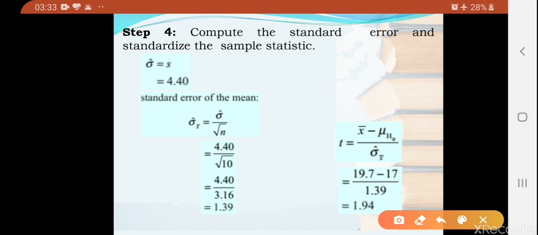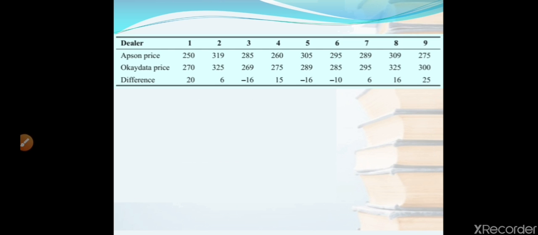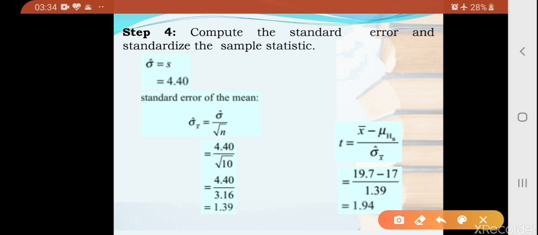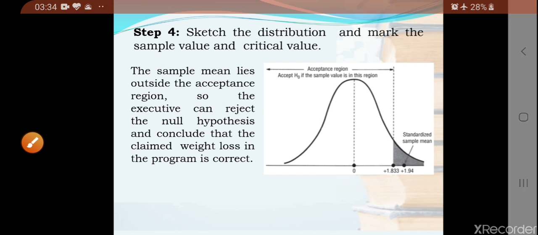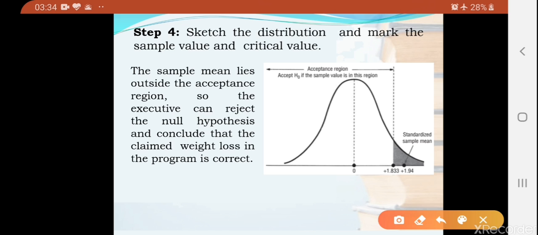Then compute the standard error and standardize the sample statistic. So here we will take the point estimate. For the population, the standard error would be taken as the estimate from the sample standard error. So the standard error of the mean is sigma x bar equal to sigma upon root n, which comes out to be 1.39, and the t value is x bar minus mu H naught upon sigma cap x bar. Substituting the values, we get t as 1.94.